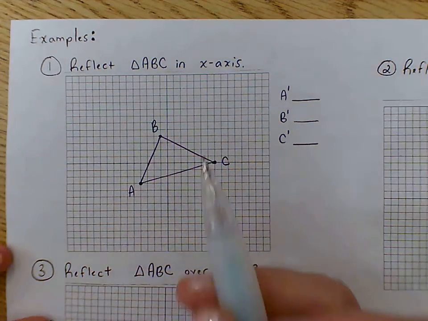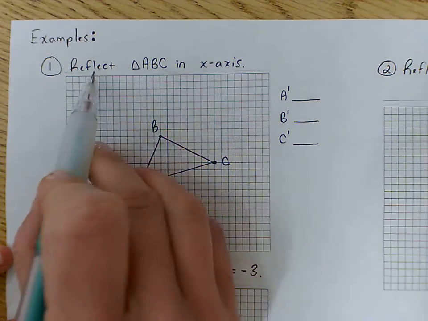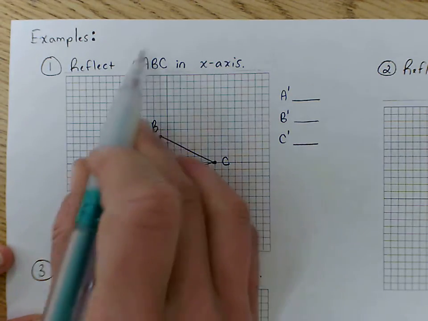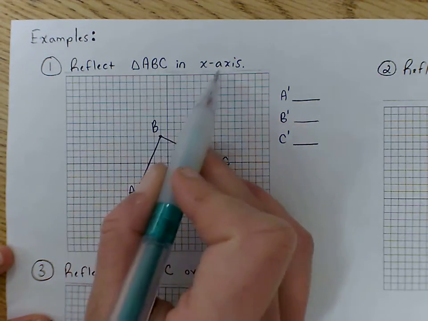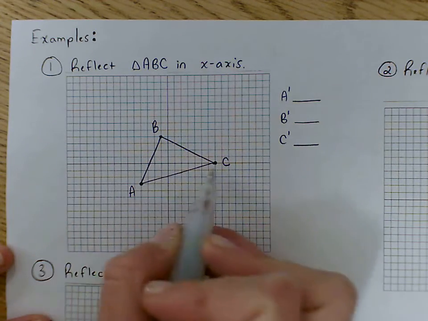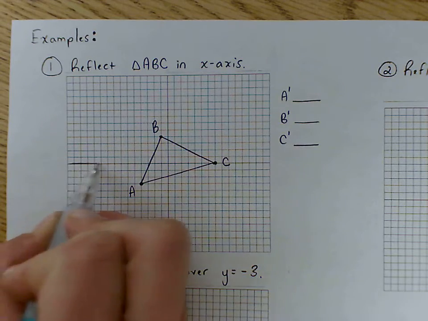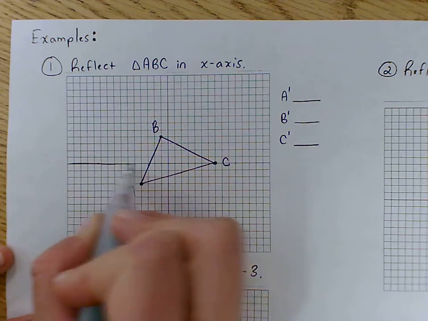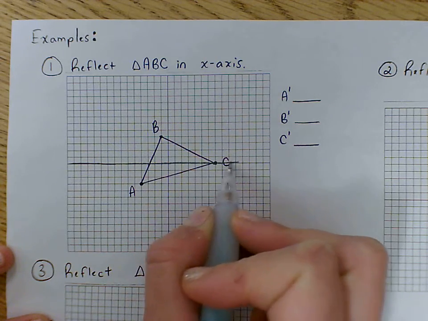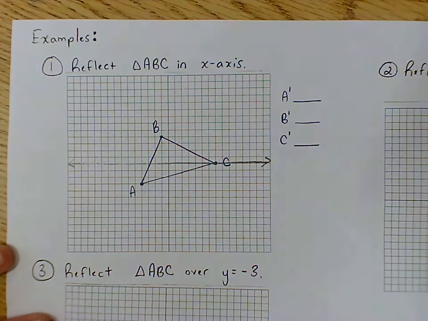Okay, so like for example number 1, you've got triangle ABC, and it says you have to reflect that triangle in the x-axis. So that means that you're going to take that triangle and flip it over the x-axis. So the x-axis is this line right here. One thing that may help you is to darken the line that you're going to have to flip it over. So we're going to graph that x-axis, even though it's kind of already labeled for us. So that's what we're flipping it over.